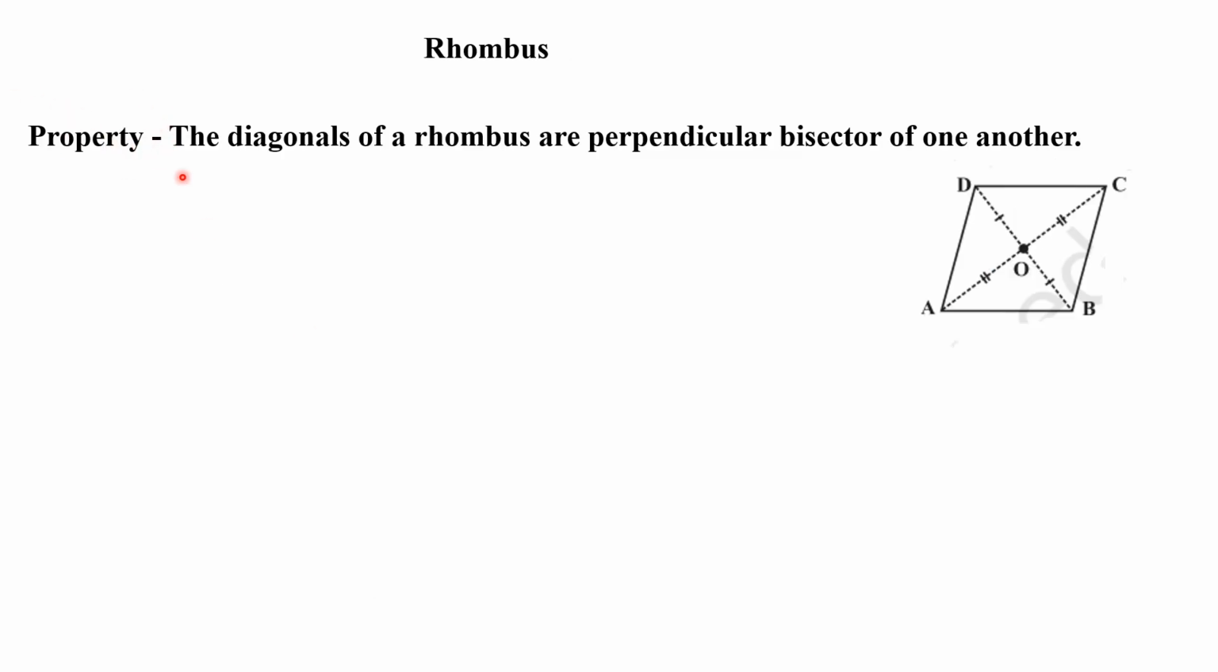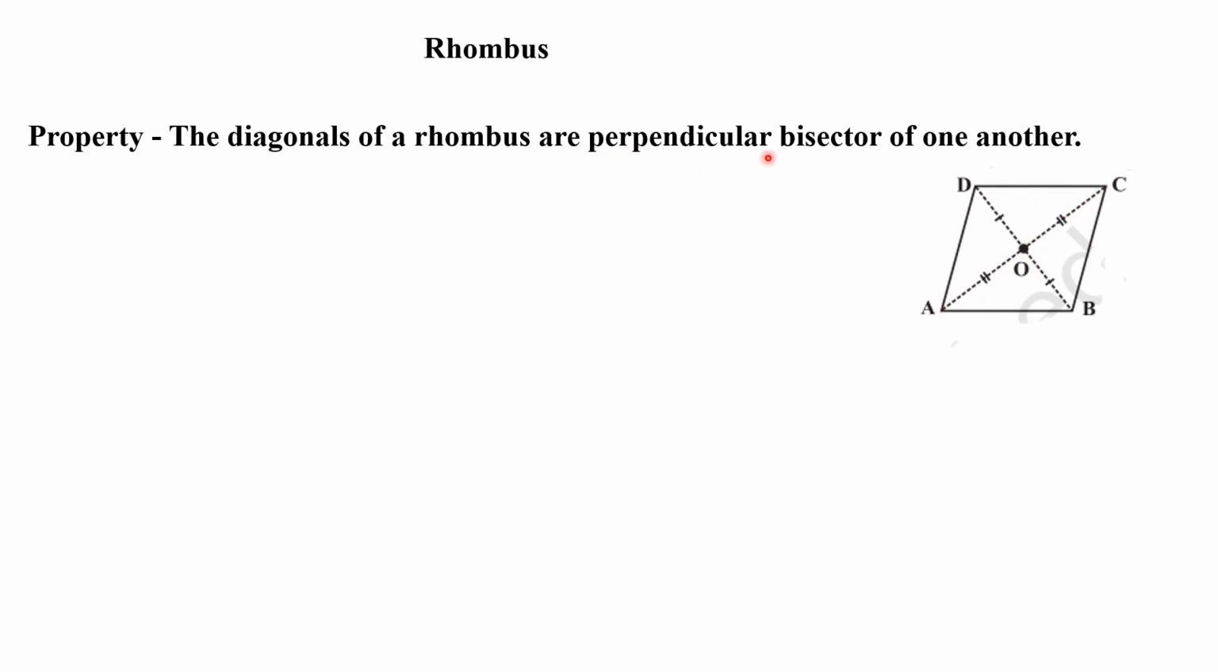Now one of the properties of a rhombus is the diagonals of a rhombus are perpendicular bisectors of one another. Now bisector we already know. The meaning of bisector is the diagonal will get divided in two equal halves. So if I take BD as the diagonal, then OB will be equal to OD, and if I take AC as the diagonal, then OA will be equal to OC.